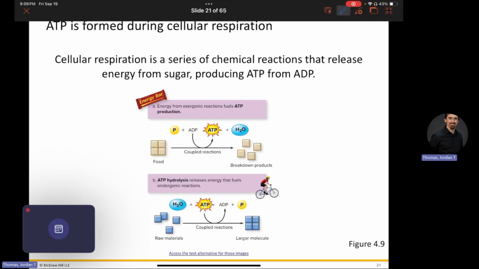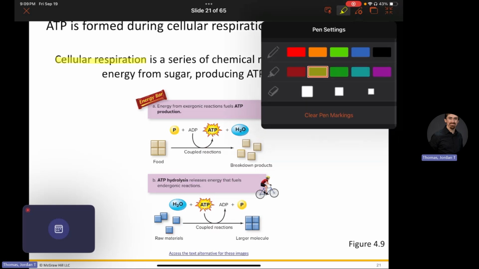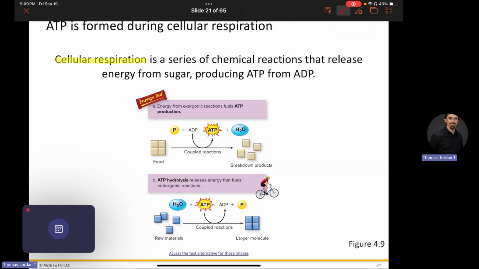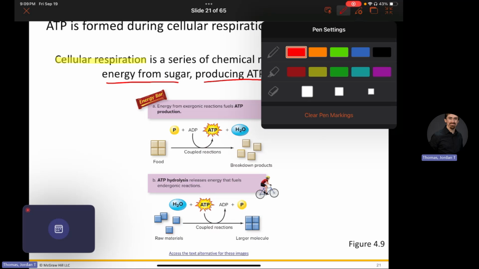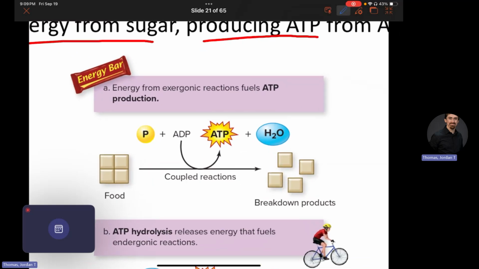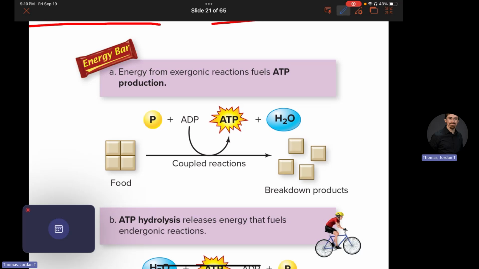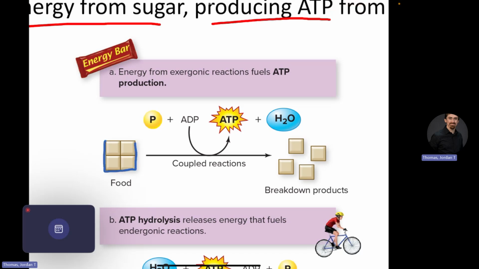A lot of energy is being released when that phosphate group is removed. So, how do we get ATP though? ATP is produced by cellular respiration, which is a series of chemical reactions that releases energy from sugar, producing ATP from ADP, from spent energy. Think of ADP as spent energy. We're going to look at this example here. So we have this food molecule here. With cellular respiration, what it's doing is breaking down that food in a series of reactions. And while it does that, it's able to make ATP, that energy currency of the cell.